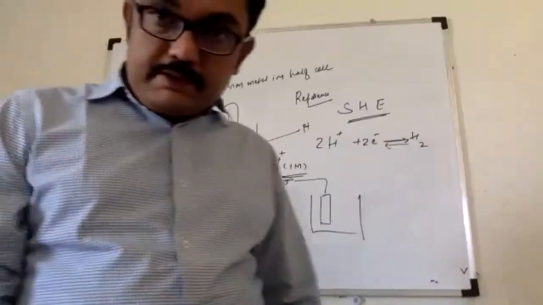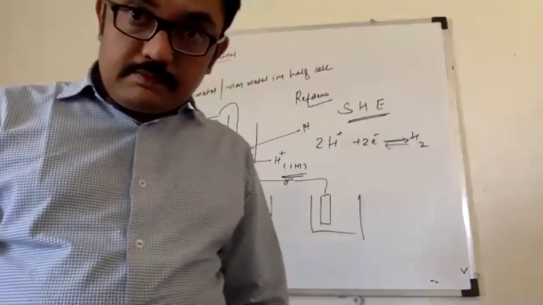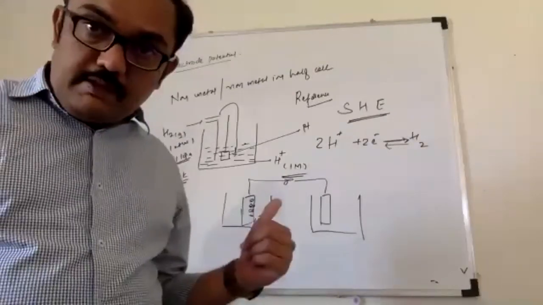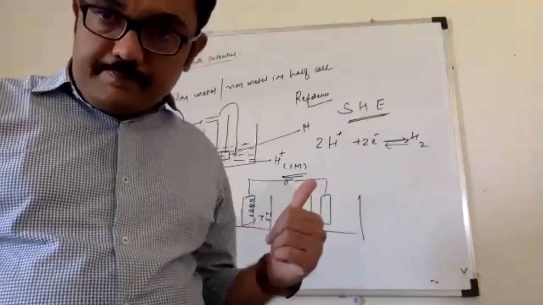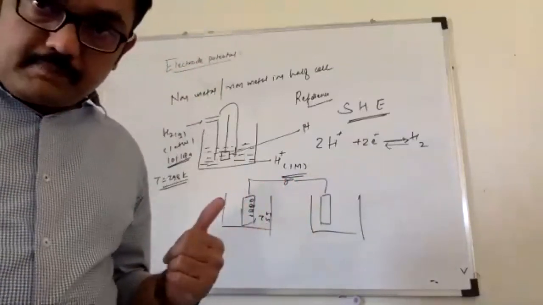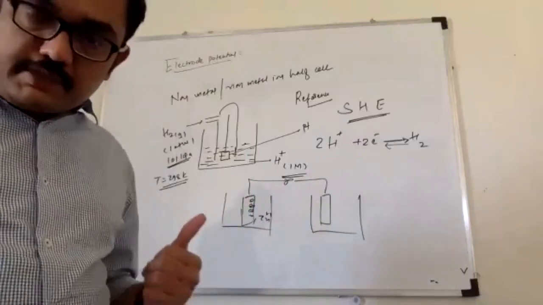So are you clear with the question? What I did for hydrogen, the similar thing you have to do for chlorine. The gas they have passed is chlorine here. The ion in the solution is a chloride ion.